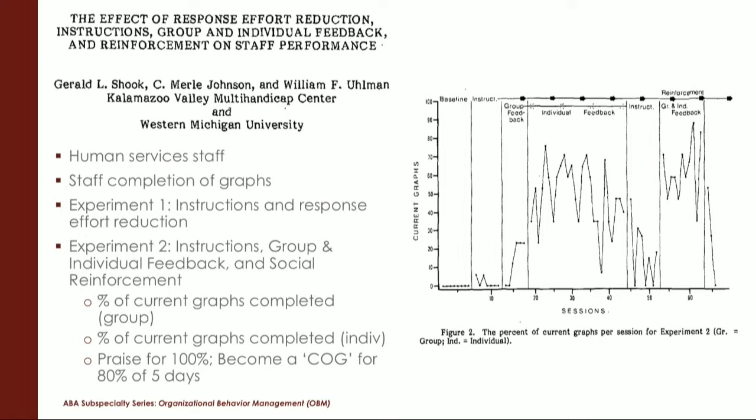And then they added praise at the end there, where they praised for 100% performance, and they had a whole system really where they said you could become, this was the 70s, a cog in the machine. And COG was short for current overt grapher. So you could be a COG if you reach 80% for 5 days, and you'll get lots of praise, and your name goes on the wall and stuff like that.